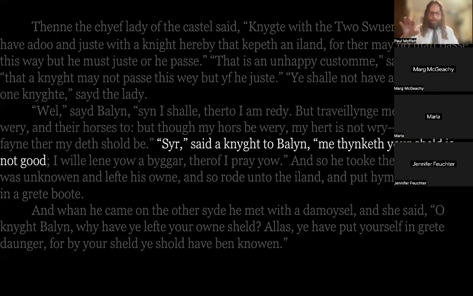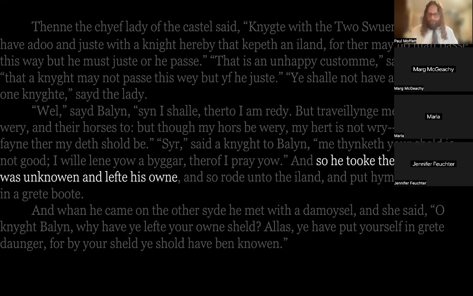So the damsel says, why did you leave your shield? And if we look back a little bit, even a couple of lines, why did he leave his shield? Because a knight who Balin thought was there to help him said, I think your shield is not good. And so Balin takes off his shield that's unknown and takes the shield that's unknown and leaves his own. This is another example, a less literal example of Balin not knowing who his friends are.